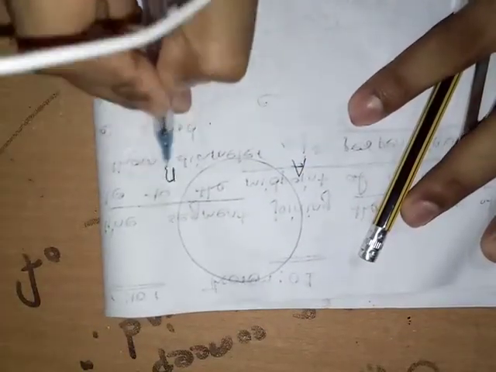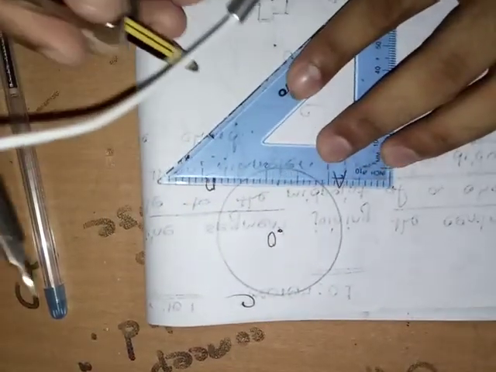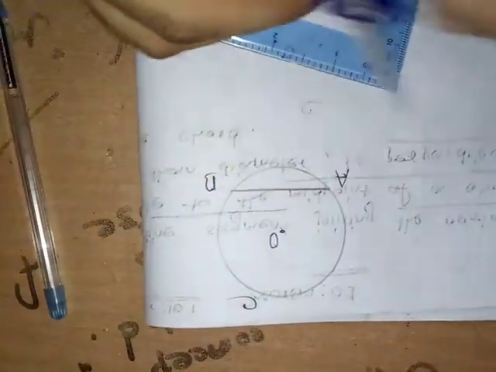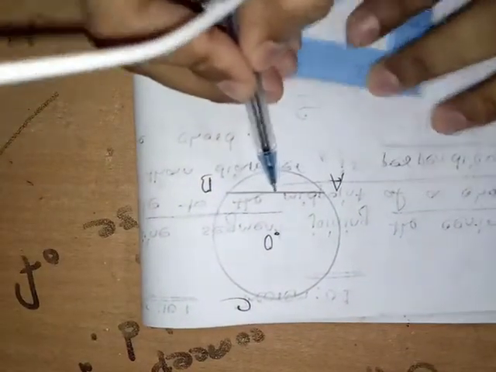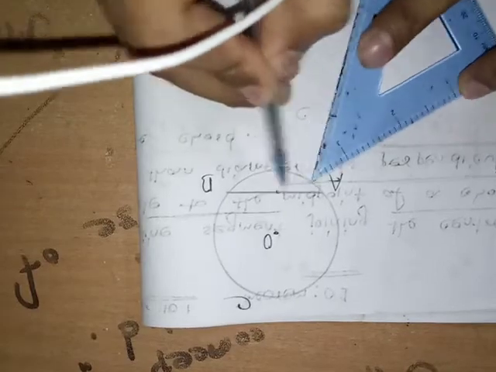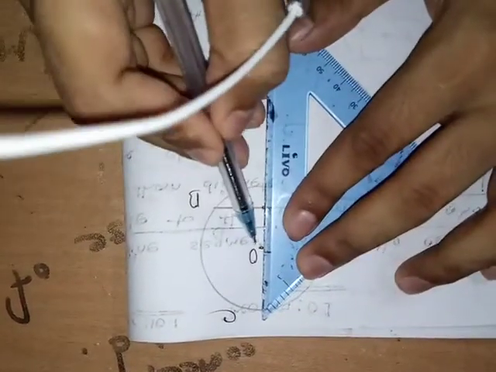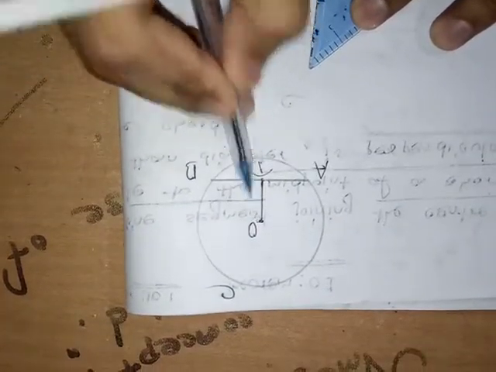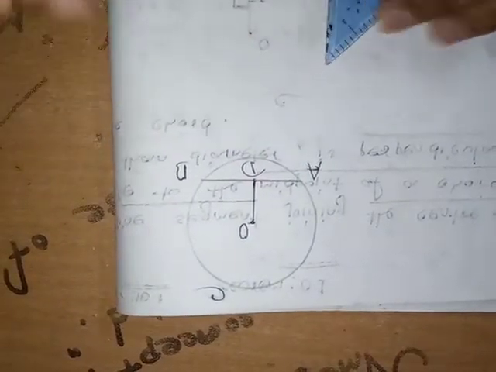What did we name the circle? A, B, C, and this is our circle. We named the center O, and we have the chord AB, and this is our midpoint of AB, and I'm joining the 2 points O and D, where D is the midpoint of AB.